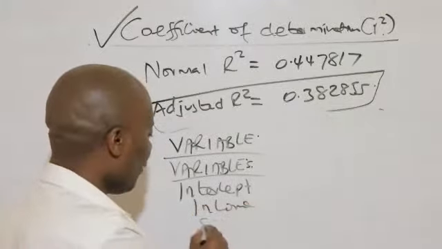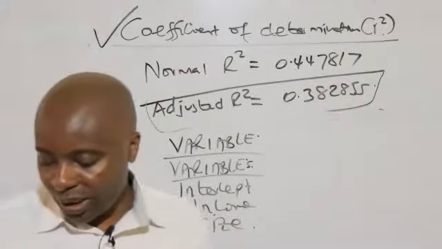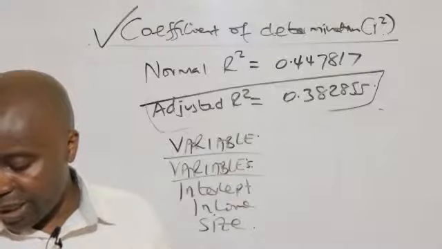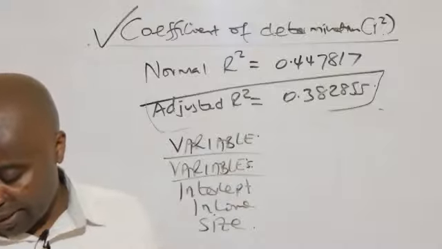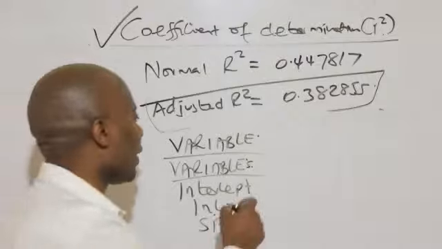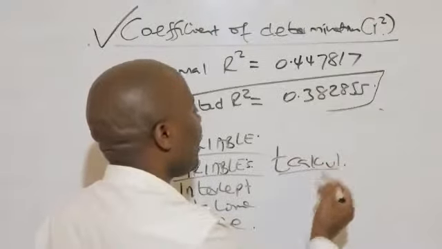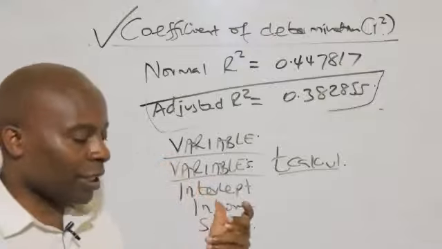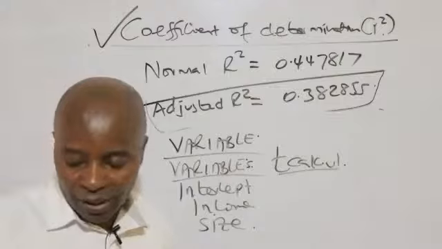And then lastly, I have one for size. So, ladies and gentlemen, if you look at this keenly, what I'm interested in are two things. I am interested in the T calculated. So I want someone to give me the T calculated here. How do I get the T calculated? To get the T calculated, you normally take the coefficient given divided by the error.